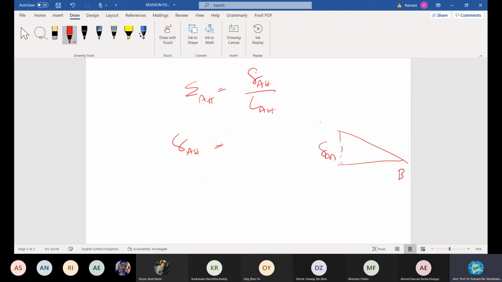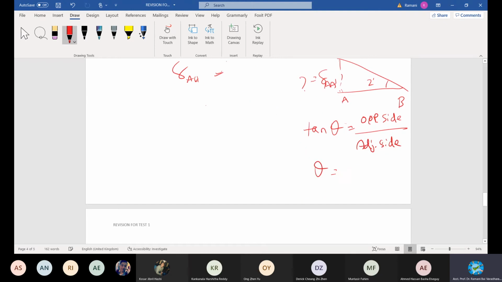This is delta A dash, isn't it? Because this point is A, this is A dash, and this angle is 2 degrees. To find this value, I take tan theta, because theta is already available. Why don't I consider tan? Because for smaller angles and very low slopes, you can just take it as theta itself. I repeat, tan theta is equal to opposite side by adjacent side. But for smaller angles, you can take it to be theta itself.